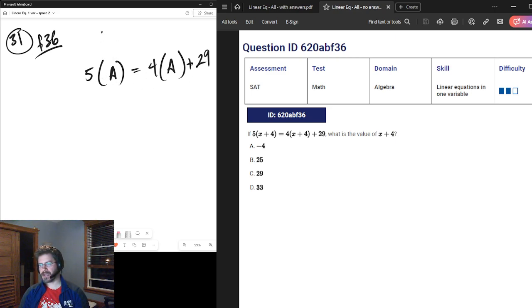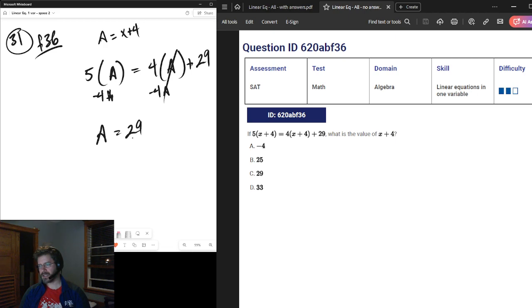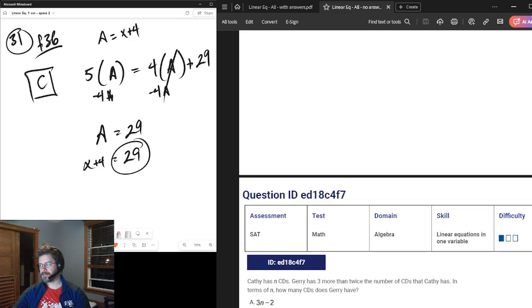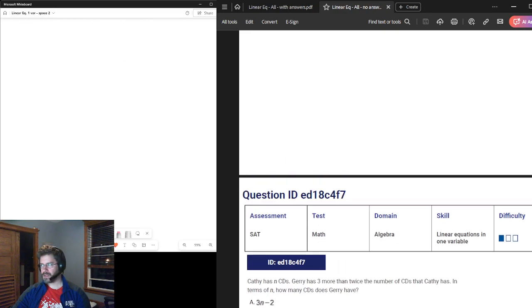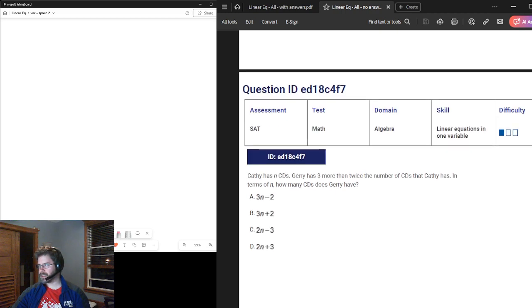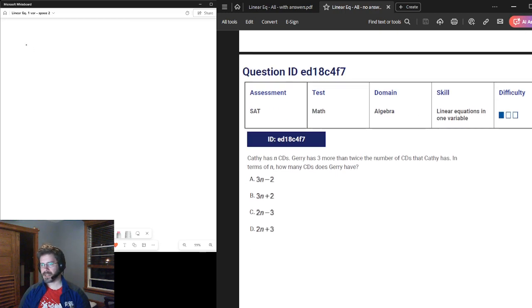So I'm going to choose A here. A is going to replace anywhere we see x plus 4. So that's much easier to look at and much easier to solve for. So 5a equals 4a plus 29. So that means a is 29. You just subtract the 4a from both sides. These cancel. You get a equals 29. And remember, a is x plus 4. That's what we wanted in the first place. So that makes our answer C. And they ranked that as a 2 pip difficulty. So not too bad, actually.